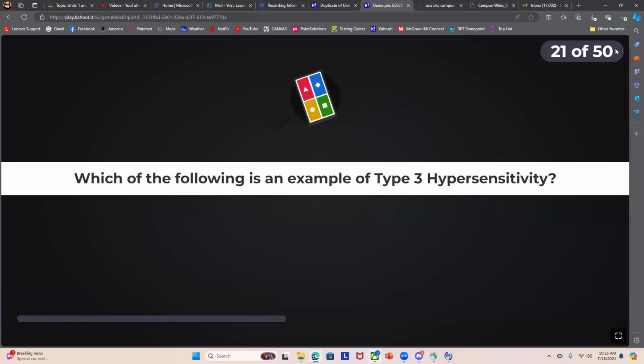Okay, which of the following is an example of type 3 hypersensitivity?